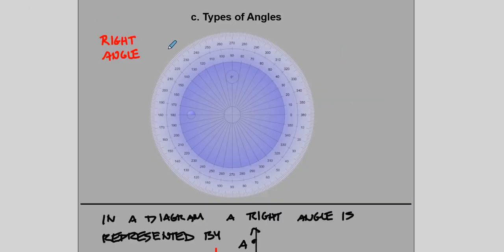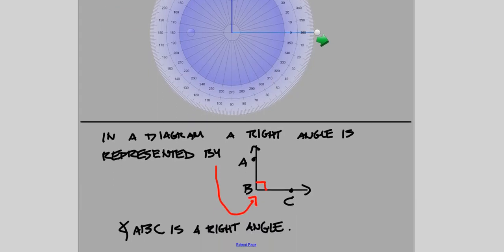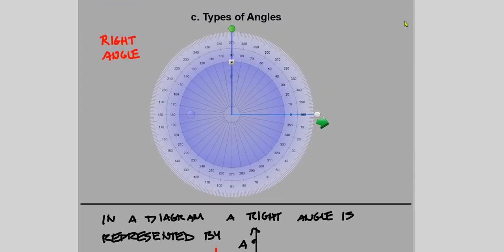Then we have the right angle, which is exactly 90 degrees. Which is right there. Notice the right angle forms an L. So in a diagram, a right angle is represented by a square at the corner of the angle there. So angle ABC is a right angle, which also would be angle CBA is a right angle. Also angle B is a right angle there as well. So right angle equals 90 degrees exactly.